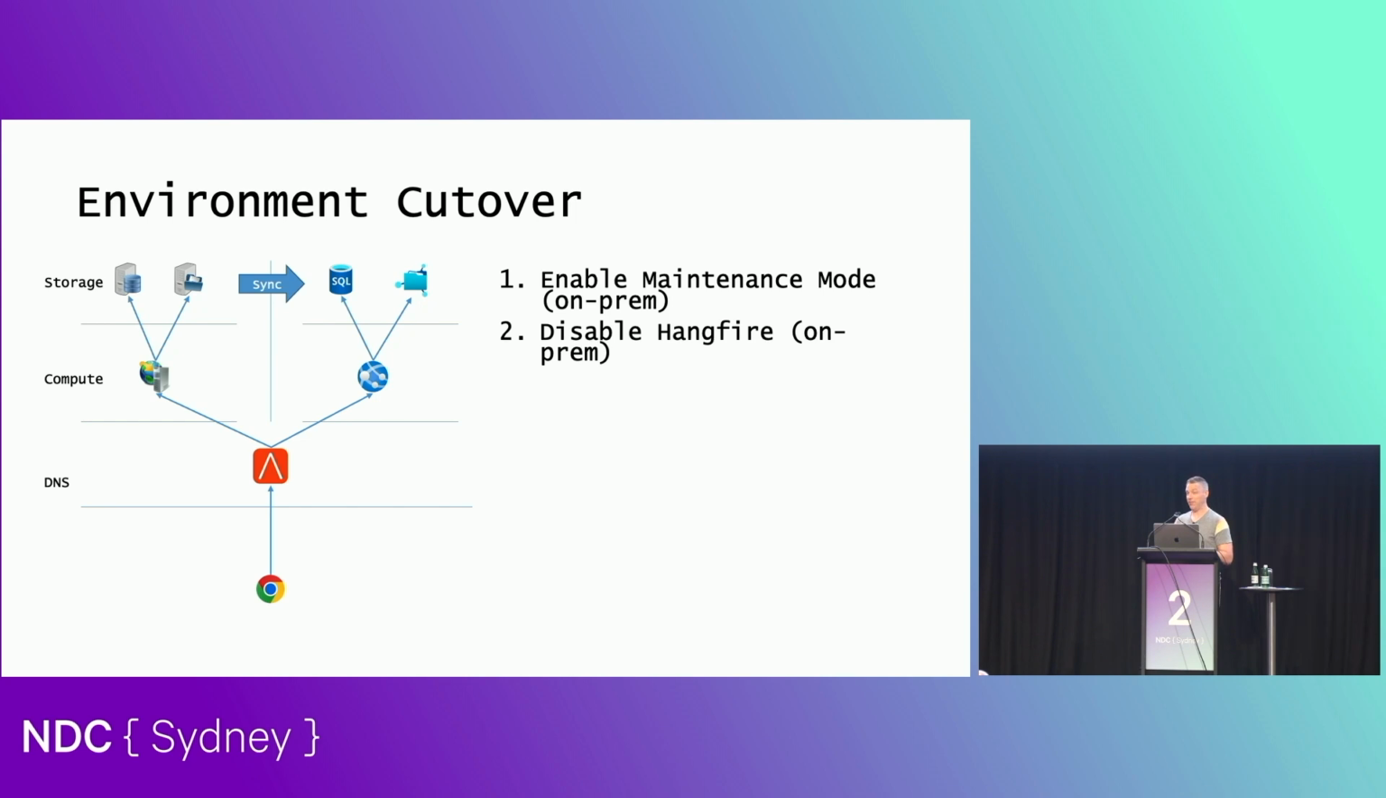We would disable Hangfire and disable any kind of background running things to make sure those weren't also doing any new transactions. We'd run our syncs the last time, so running SQL data sync and file sync one last time to get all those changes since the last time it ran. Because it was just those tiny little deltas, this would just take seconds to run. Then we flipped DNS. Over here, this is Cloudflare. We flipped the Cloudflare DNS entries from on-prem over to Azure.